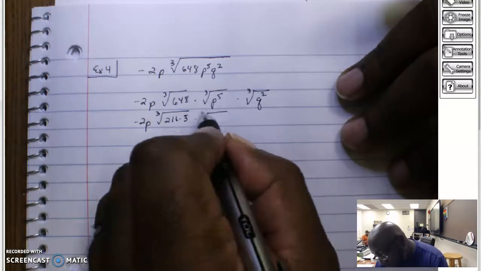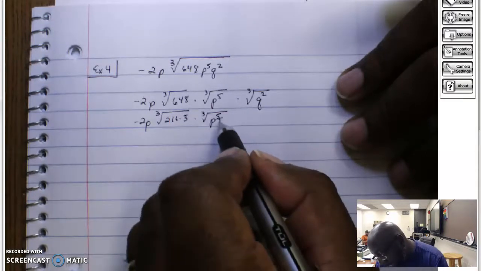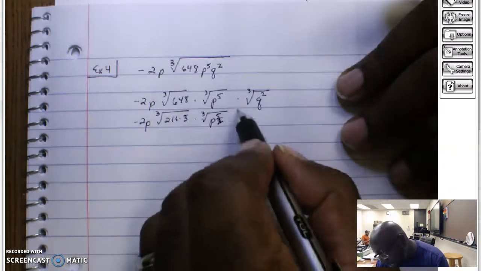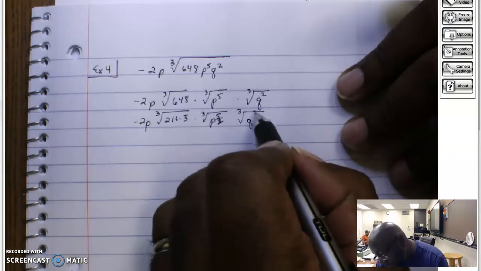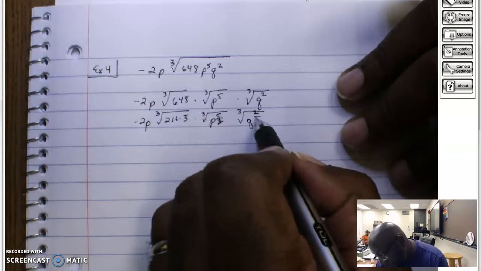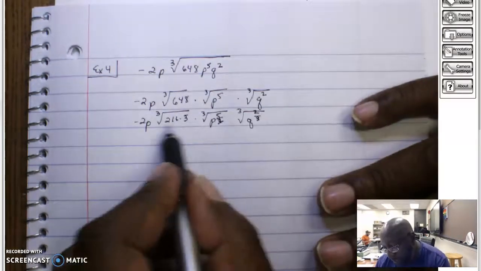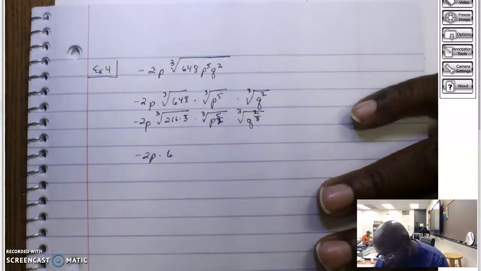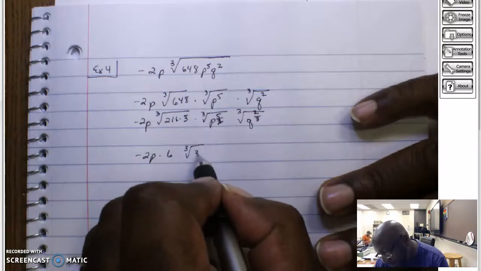times 3. So I'm going to have to separate this times the cube root of p to the 5th. And don't forget that we're dividing that exponent by 3, not 2, 3. And then this cube root of q. Let's take a look at this. The cube root of 216 happens to be 6, so negative 2p times 6 times the cube root of 3.